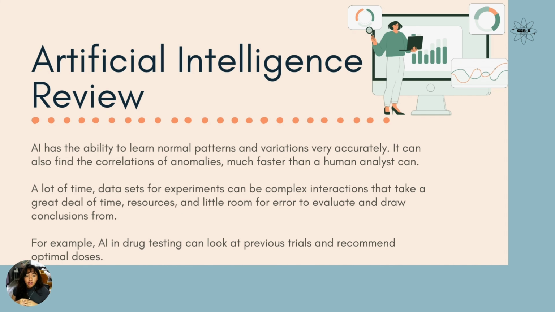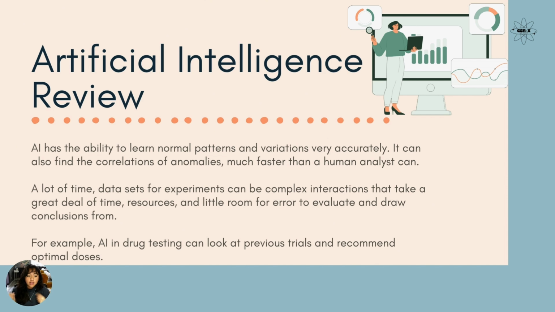So first, I want to talk about artificial intelligence review. AI has the ability to learn normal patterns and variations, so you can tell an AI what's normal and what exactly we see typically, and it can do this very accurately. And then it can find the correlations of the anomalies that it does find much faster than a human analyst can. So again, if you're giving an AI a certain pattern or a certain variation, then when it's being fed information or data, it can point out anomalies or anything that's strange, and then find out the certain correlations, like when are these anomalies happening.